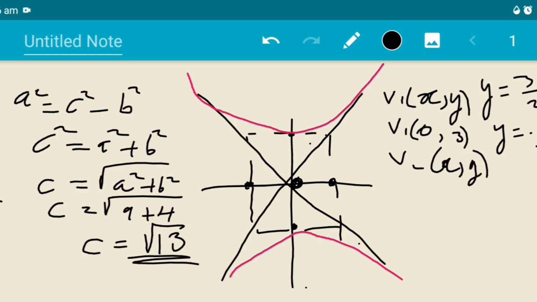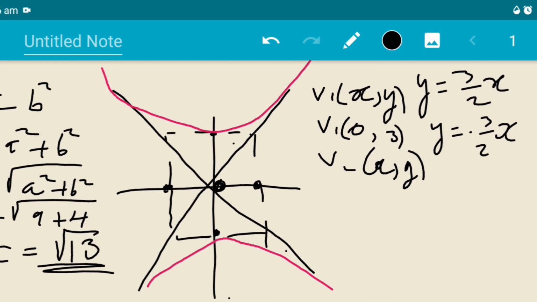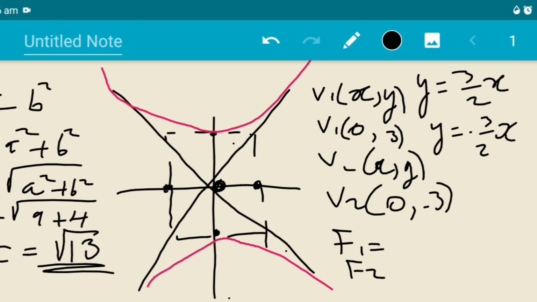Pardon my handwriting. Let me just zoom in a little bit. Then vertex 2 would be x, which is 0, comma y, which is negative 3. Then the focus, let's call the one at the top f1 and the one at the bottom f2. So f2 and f1 would also be x comma y. Our x in this case would be 0 because we're on the y-axis here. Then our y would be up and down.